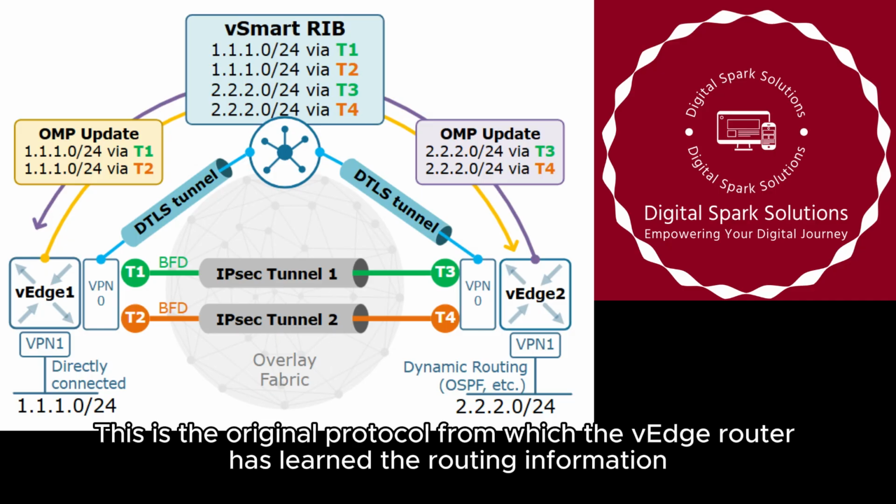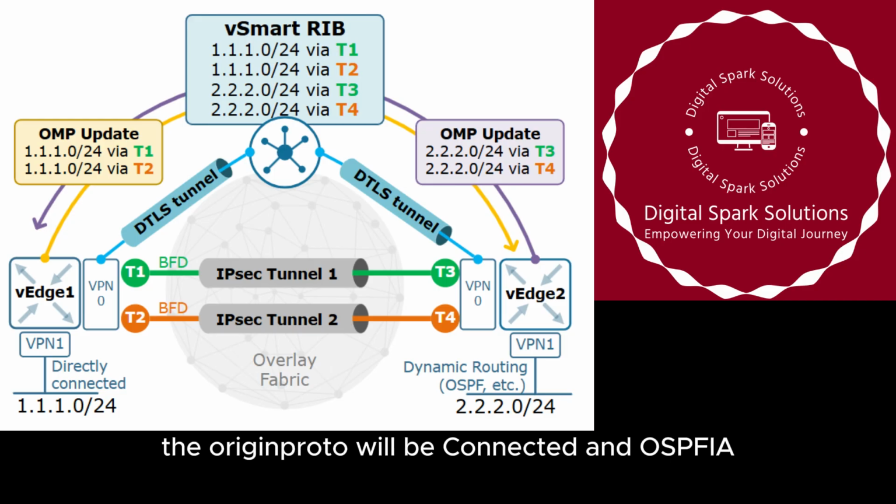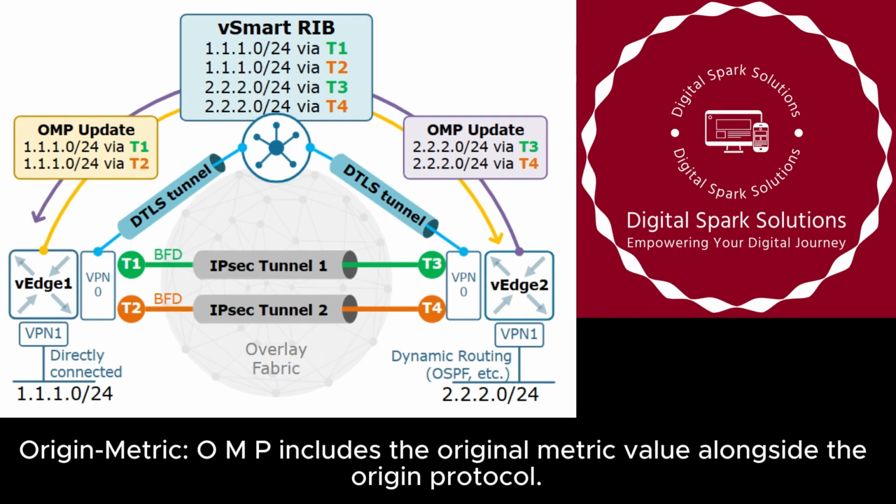Origin Protocol. This is the original protocol from which the vEdge router has learned the routing information. It may be a connected interface, static route, or any existing dynamic routing protocols such as OSPF, EIGRP, or BGP. In the example for prefix 1.1.1.0/24 via T1, the origin protocol will be connected, and OSPF for 2.2.2.0/24.